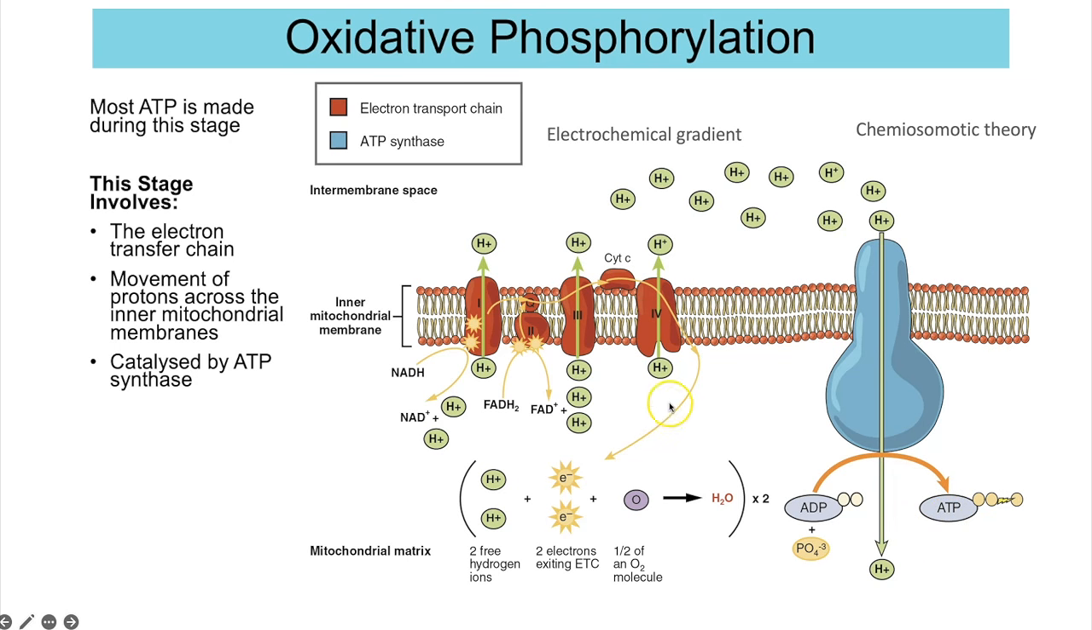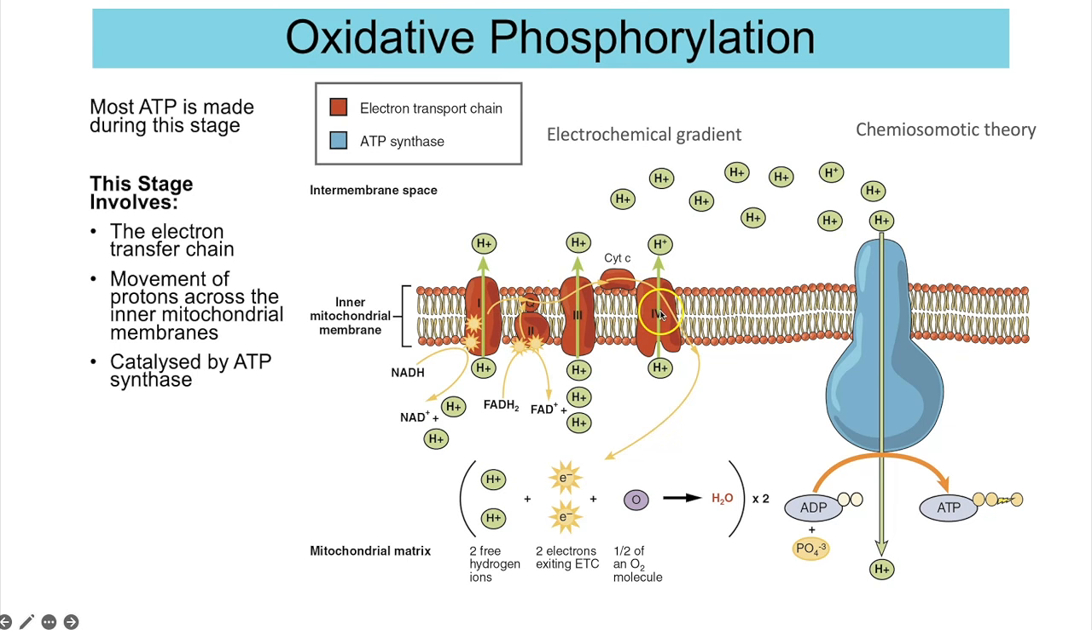Now, the final thing to be aware of is the role of oxygen here. And oxygen is known as the final electron acceptor. And that's because as these electrons move along the electron transfer chain or electron transport chain, at the end of the chain, if oxygen wasn't here to pick up those electrons, then they would stay in that protein, and therefore no more electrons can move along the chain.